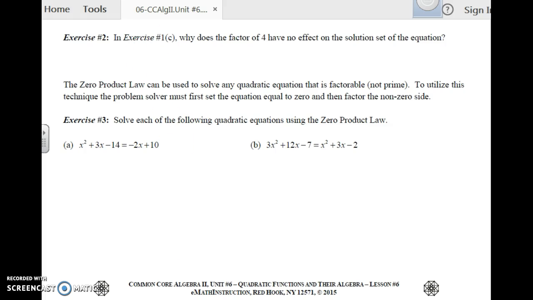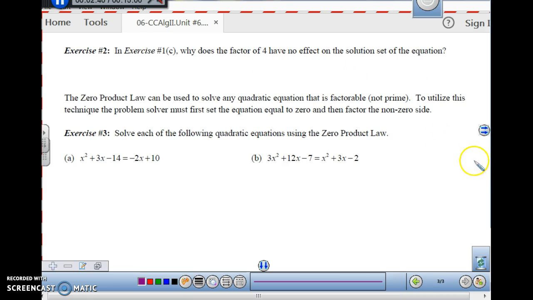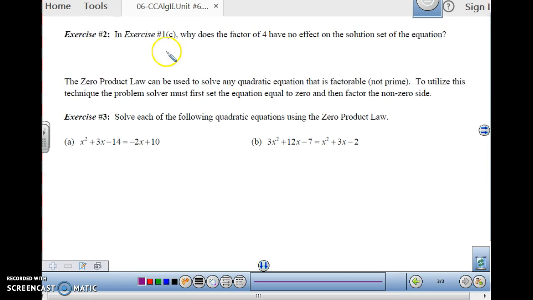And so in exercise 1C, why does the factor 4 have no effect on the solution set of equations? Because 4 does not equal 0. So we don't have to worry about the constant value. We can divide it out.